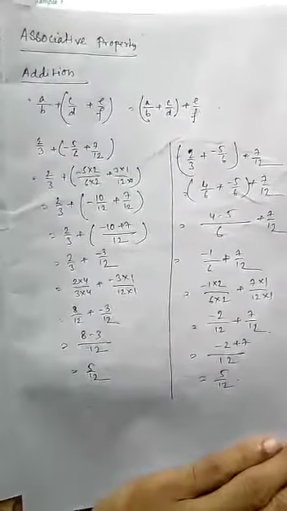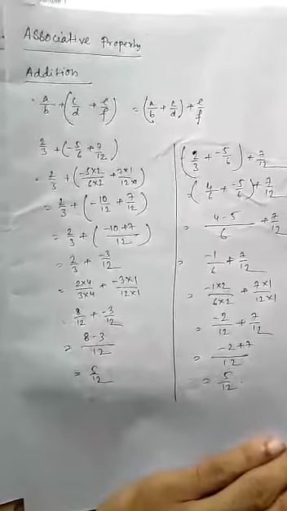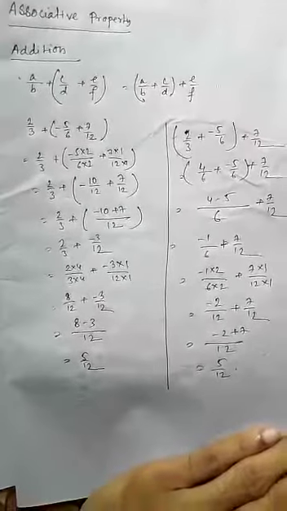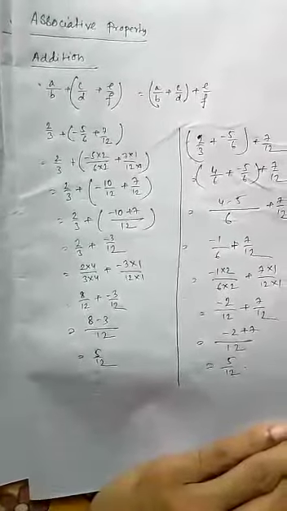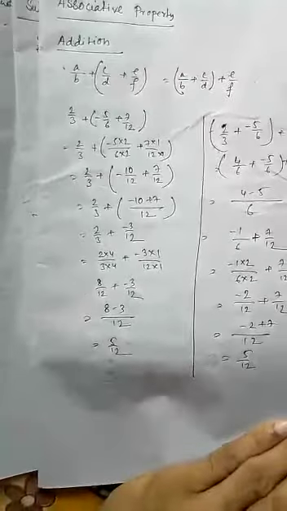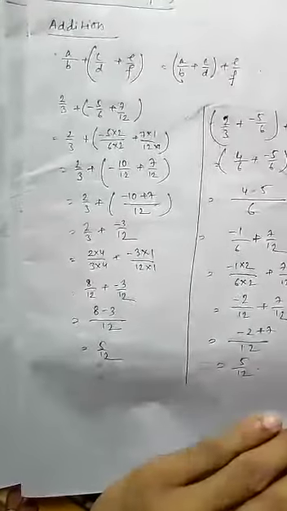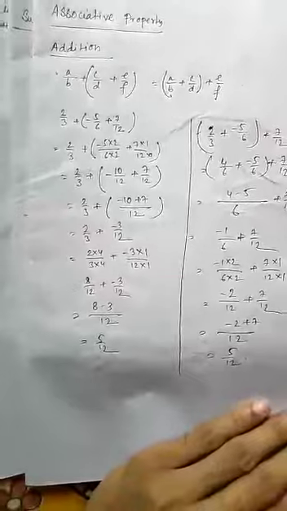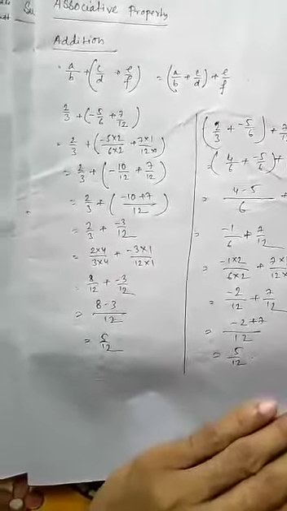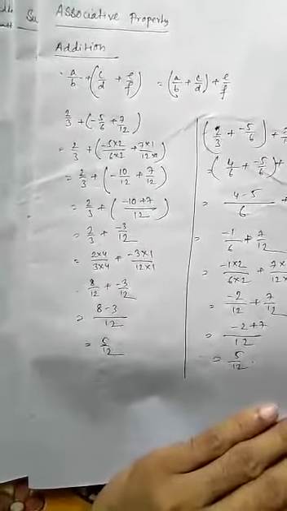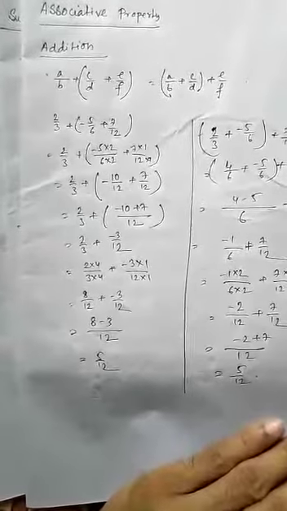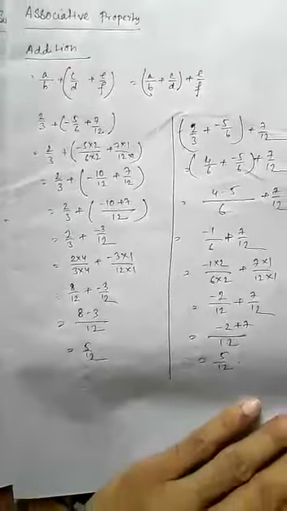Okay. Now we will discuss the associative property. So what is the associative property? It states that you can add or multiply three or more numbers regardless of how the numbers are grouped. That is, it does not matter where you put the parentheses.